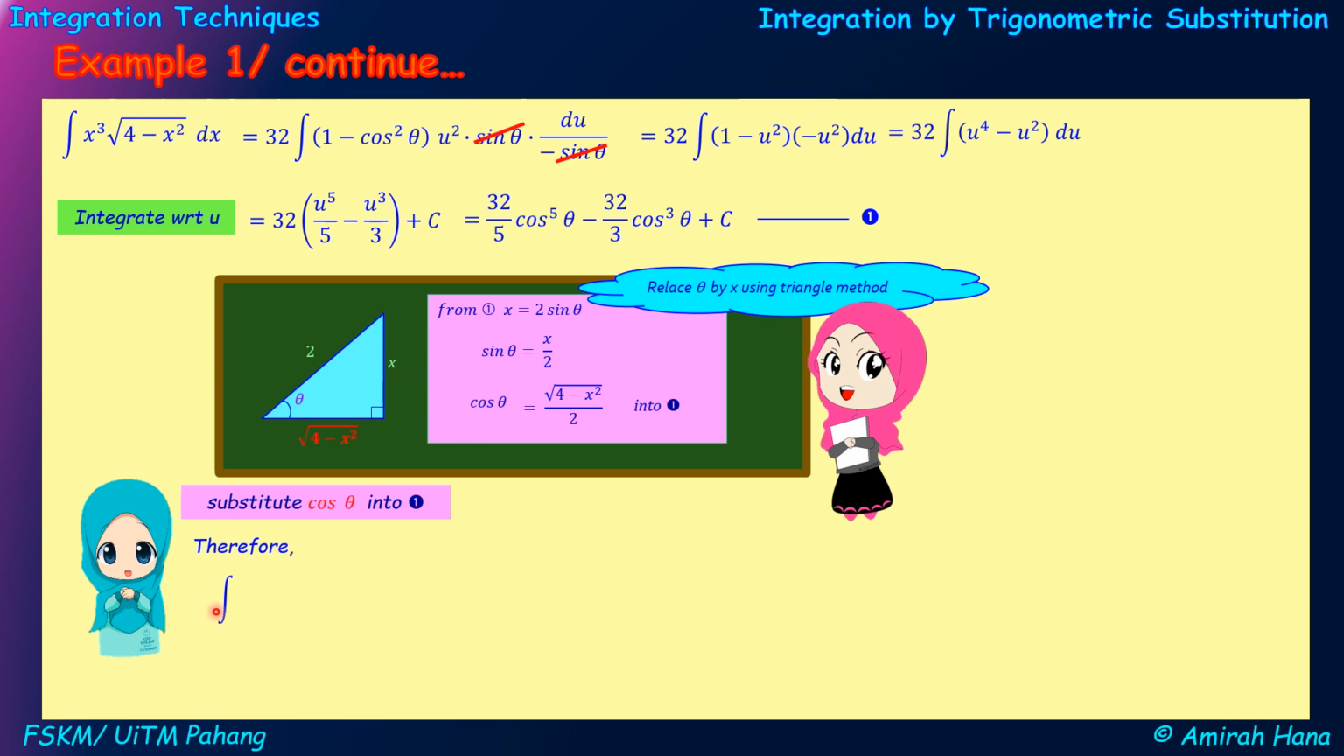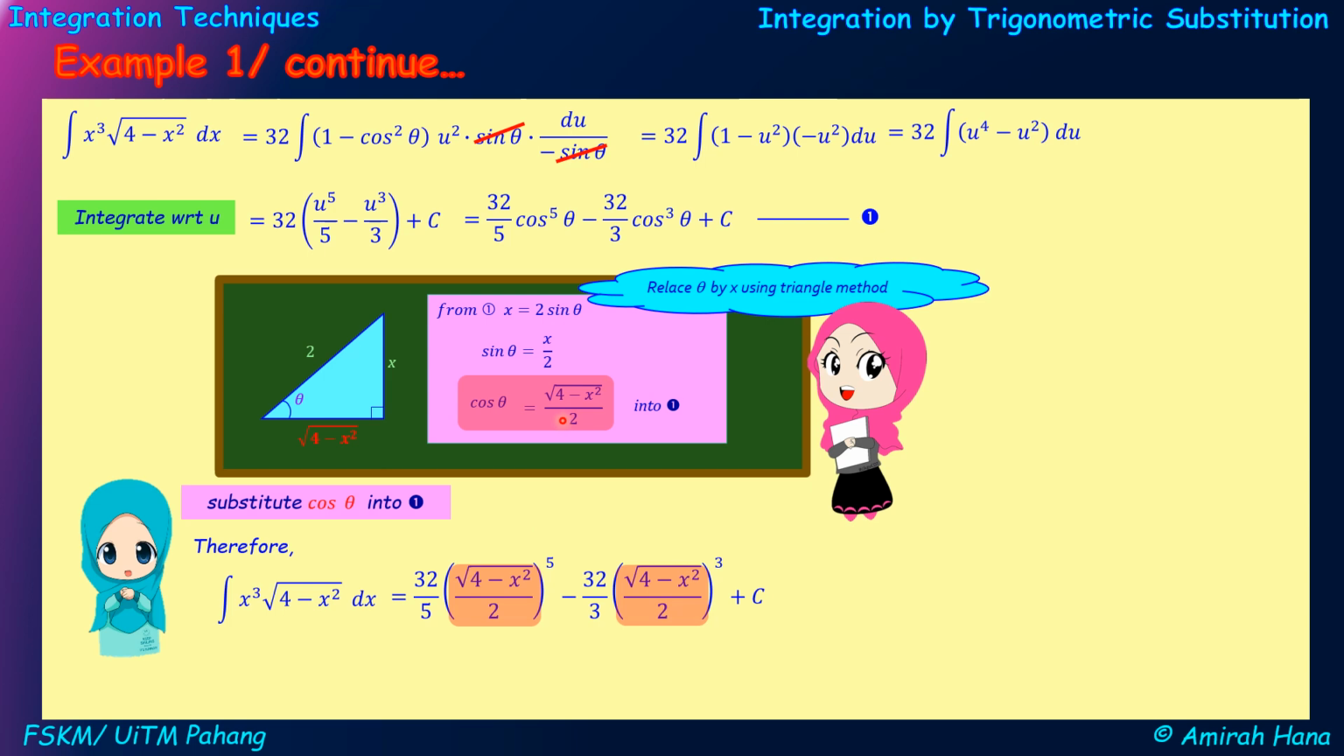Therefore, from the given question, the integration of x cubed square root of 4 minus x squared dx equals 32 over 5, and we replace cos theta with square root of 4 minus x squared over 2, bracket to the power of 5, minus 32 over 3, and we replace cos theta with square root of 4 minus x squared over 2, bracket cubed, plus c.